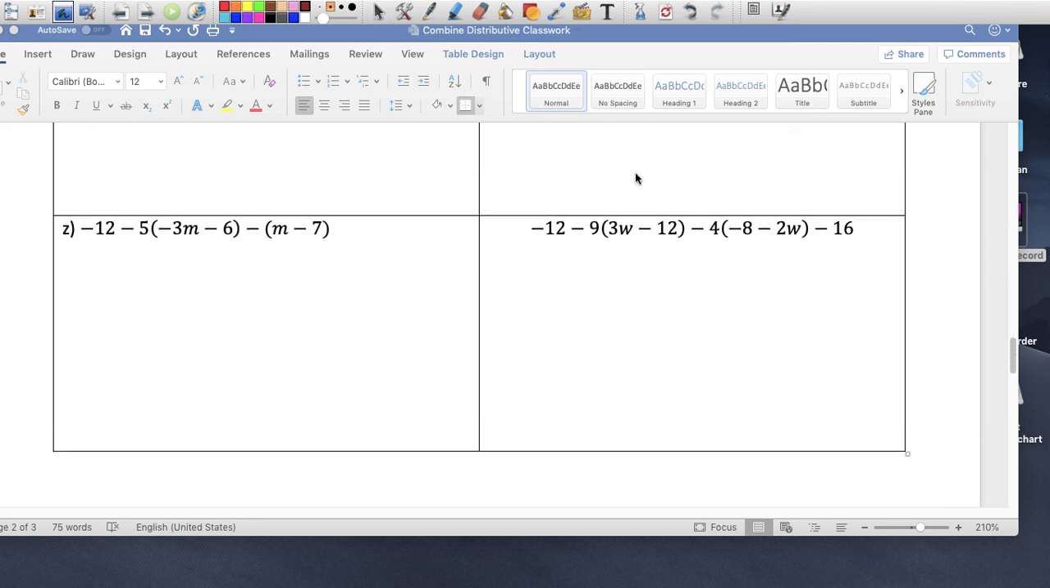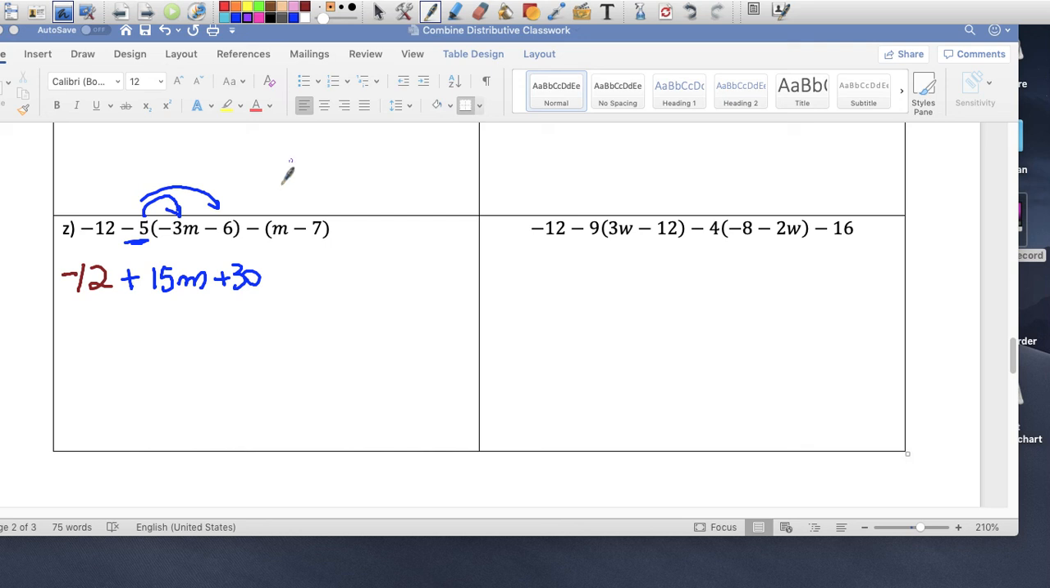Z is a little bit longer, but it's not a big problem. So negative 12 again does nothing. The negative 5 is the one that's being distributed. Negative times a negative is a positive. 5 times 3 is 15m. Negative times a negative is a positive again, and 5 times 6 is 30.